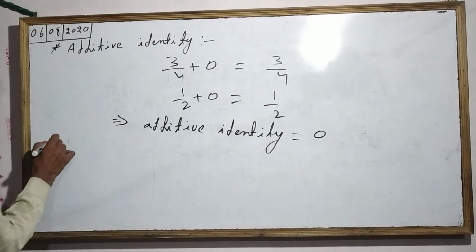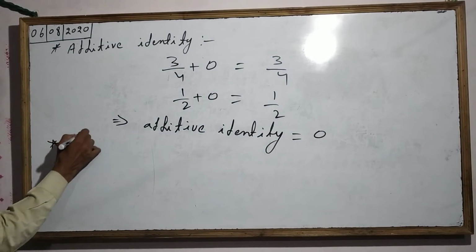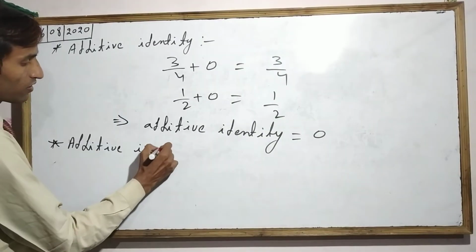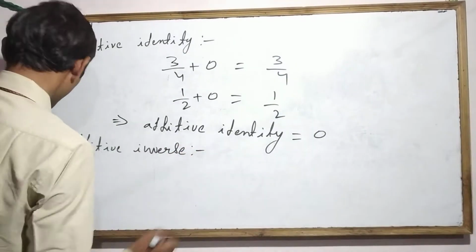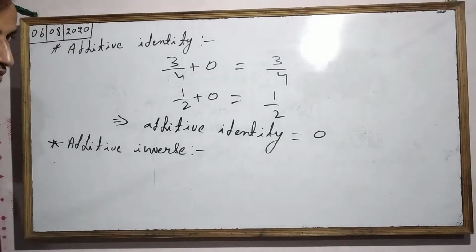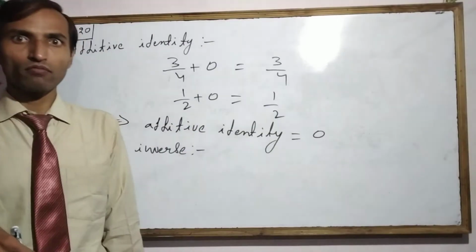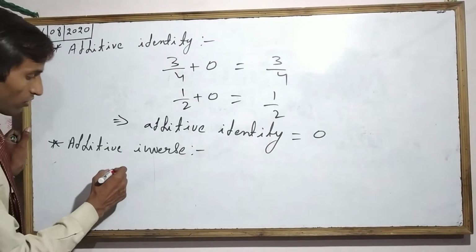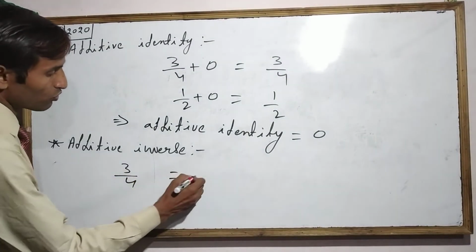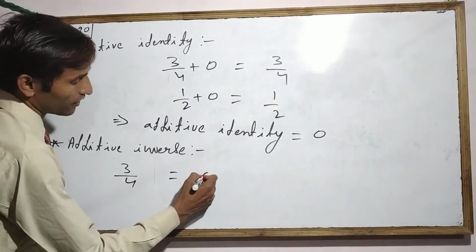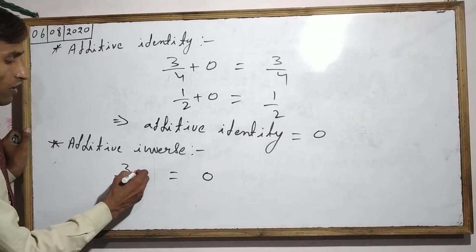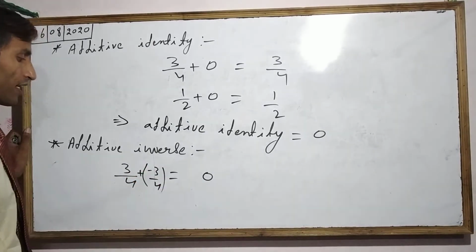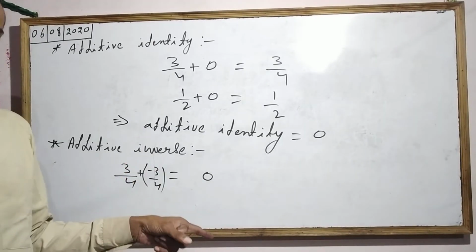Now we have to find the additive inverse. The next property is additive inverse. In additive inverse, whatever rational number is given, what should be added to that rational number so that the answer is 0? So in that case, write down here 3 upon 4 is given. What should be added to 3 upon 4 to get 0? We have to take the opposite sign, minus 3 upon 4. So the additive inverse of 3 upon 4 is minus 3 upon 4.